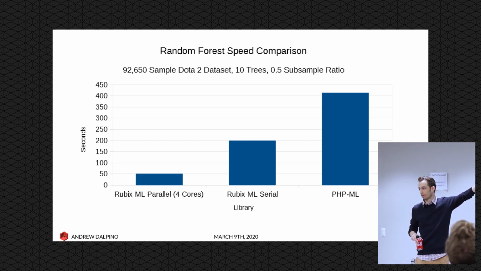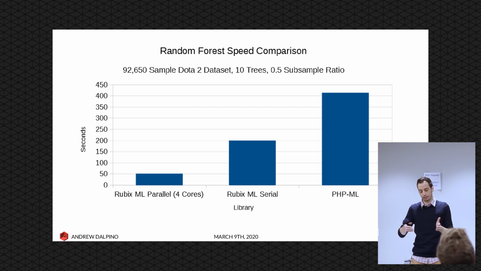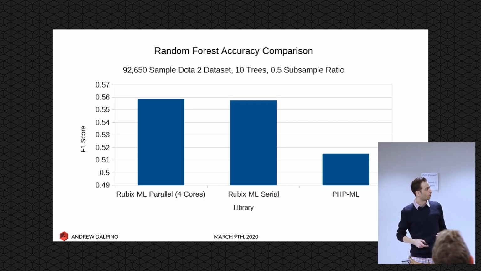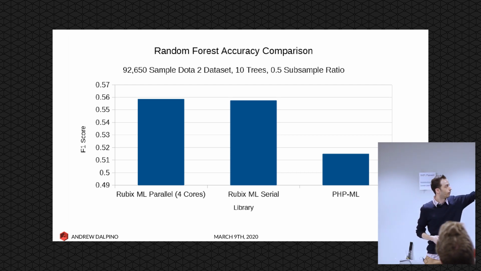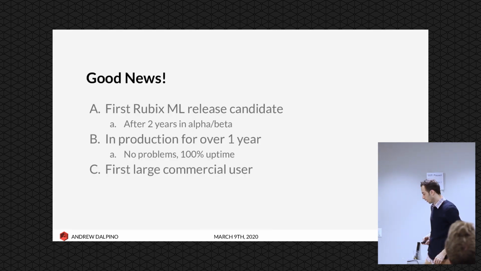So these are Dota 2 games. Does anybody know what Dota 2 is? It's a game. Yeah, so the task here is we want to predict the outcome of the game. So we take 92,650 sample games. The way it works is there's heroes, and we take the heroes that were part of the team, and since we know the outcome, we can train a random forest to essentially predict the outcome. We're a lot faster, especially running on 4 cores, and we're also more accurate than that other library. It's still not great, but a little over half the time we're correct. So yeah. Okay, cool.